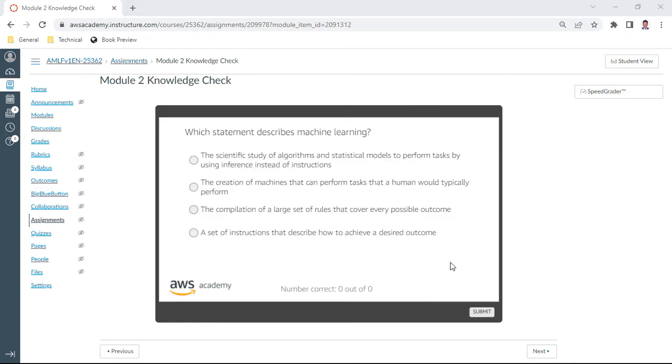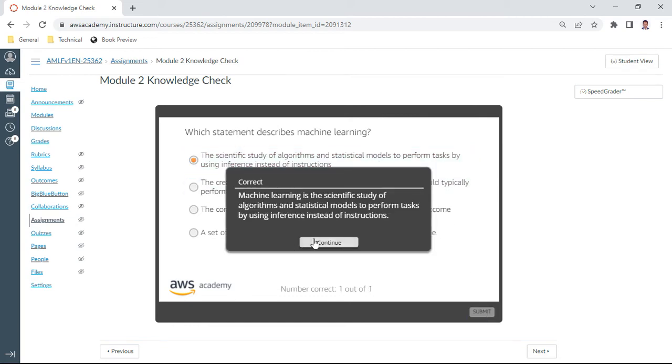The first question on your screen: which statement describes machine learning? The scientific study of algorithms and statistical models to perform tasks by using inference instead of instructions. Please remember, this is very important, especially for your exam and also for your interviews. The scientific study of algorithms is the key phrase, with statistical models to perform tasks by using inference instead of instructions. So this is correct.